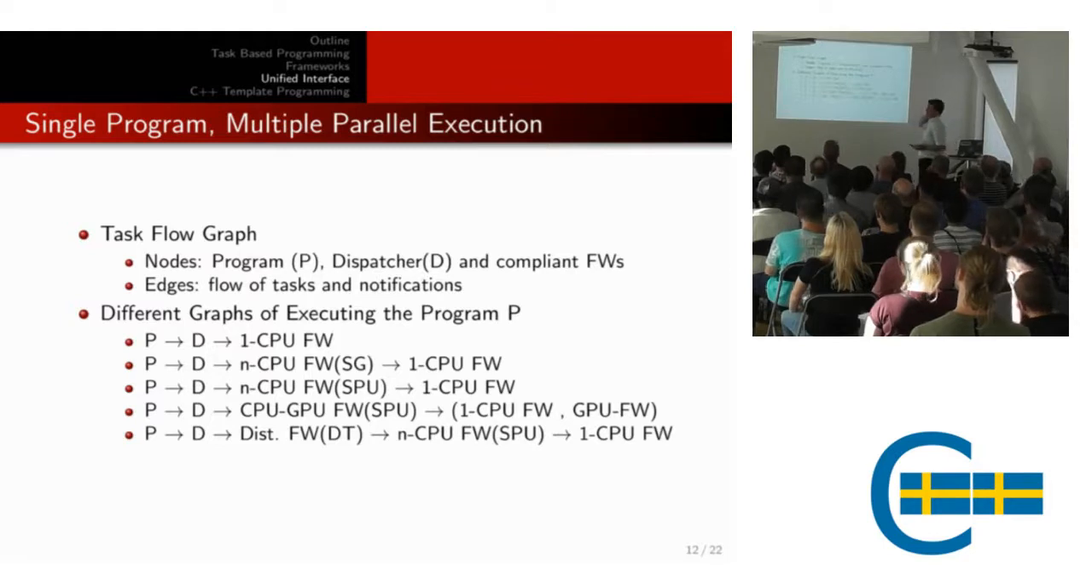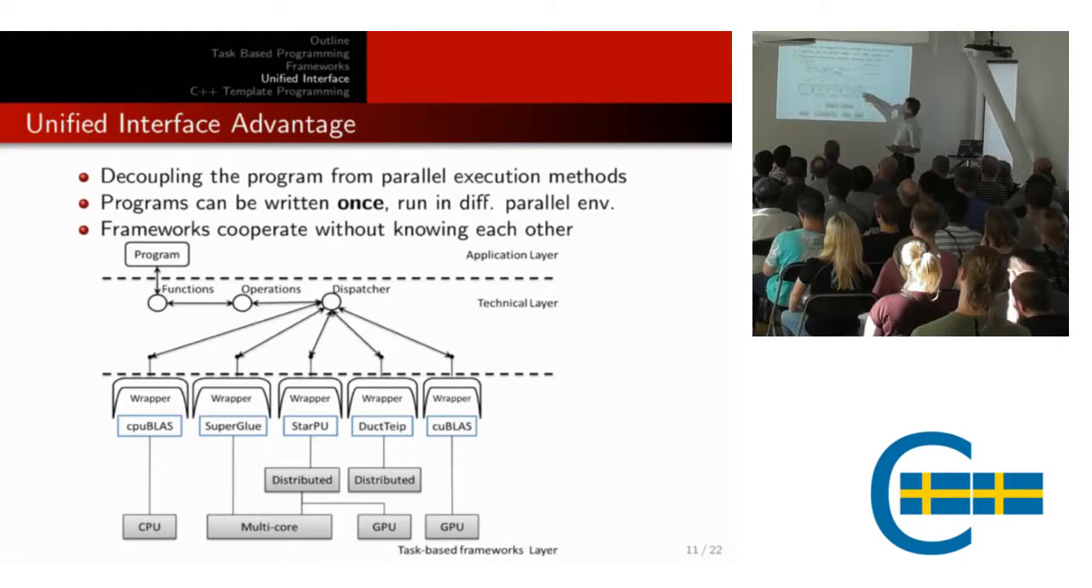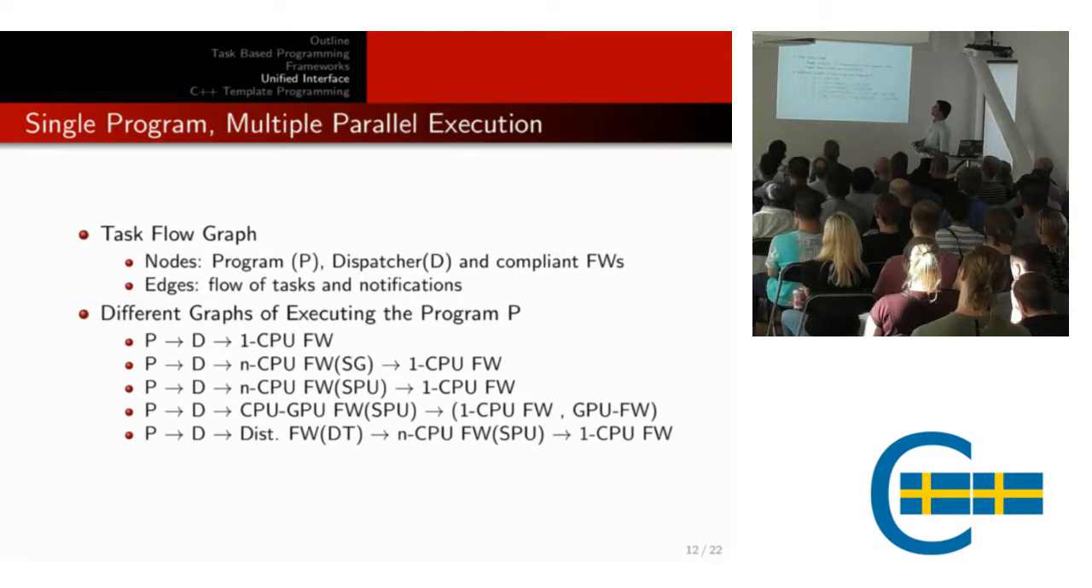As I already showed, we can imagine that the program, dispatcher, and framework, in different configurations, can construct a graph of task flow, where tasks start flowing from the program, then to the dispatcher, then the dispatcher forwards them to one of the available frameworks, and the notifications from the frameworks are forwarded to other frameworks. So in this graph, the nodes are the program, dispatcher, and different frameworks, and the edges are the flow of the tasks themselves and also the notifications. This is some type of the graphs that I already showed in the previous slide, where this graph is for one CPU task from the program coming to the dispatcher and forwarded to one CPU framework.